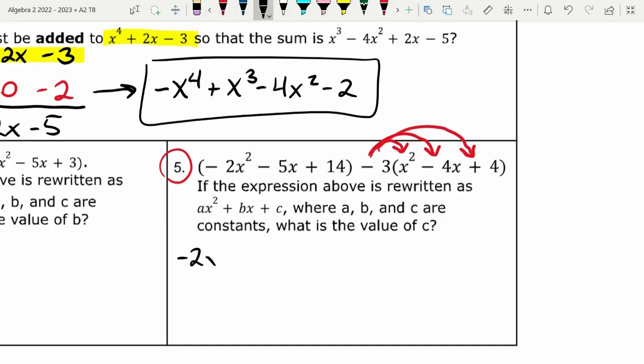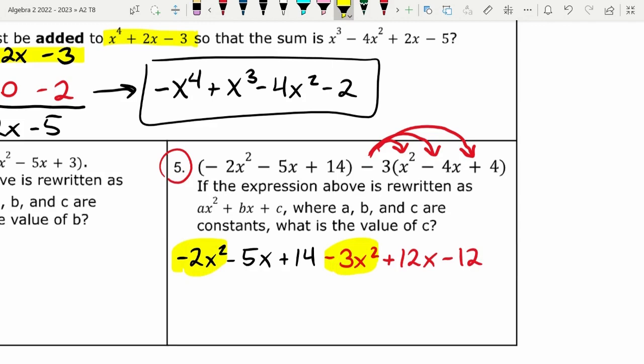So we're going to start by writing down the original, negative 2x squared minus 5x plus 14. Okay, and then to that we're going to multiply negative 3 times x squared to get negative 3x squared. We're going to take negative 3 times negative 4 to get positive 12x. And then we're going to take negative 3 times 4 to get negative 12. We're going to do this and then combine all our like terms. So we have our x squareds. So we have a negative 2 and a negative 3, which we can combine to negative 5 x squared.